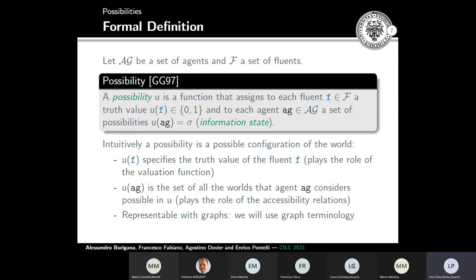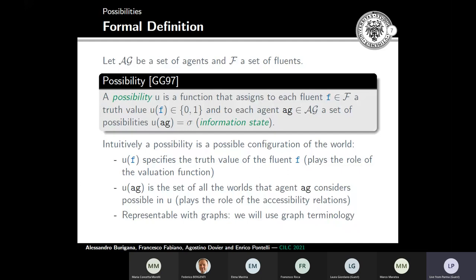So given a set of agents, which we call AG, and a set of fluents, a set of propositional literals, F, a possibility U is a function that assigns to each fluent a truth value, so this is the first component, and to each agent assigns an information state, which is the set of possibilities that the particular agent will believe to be true in U.